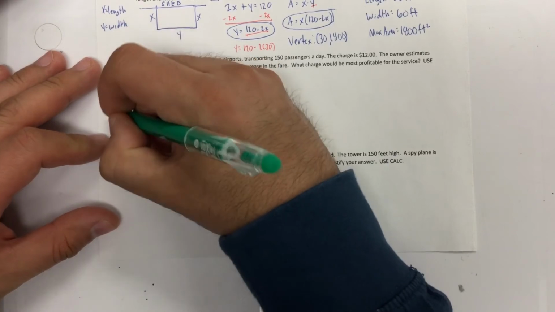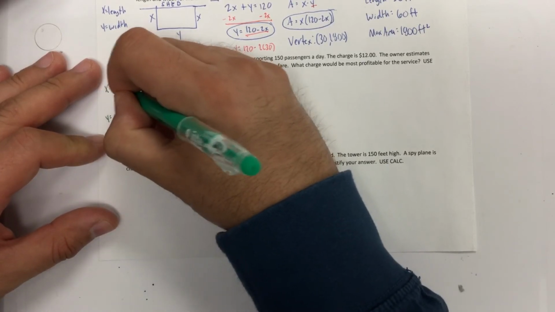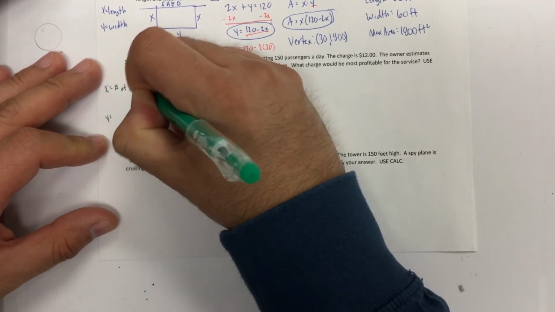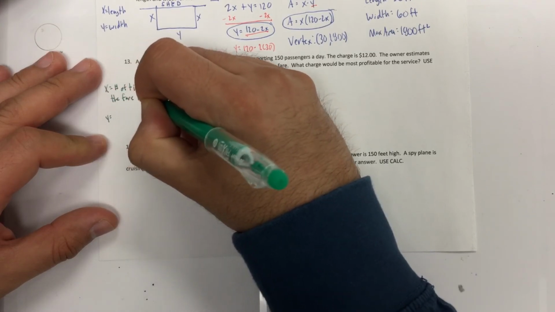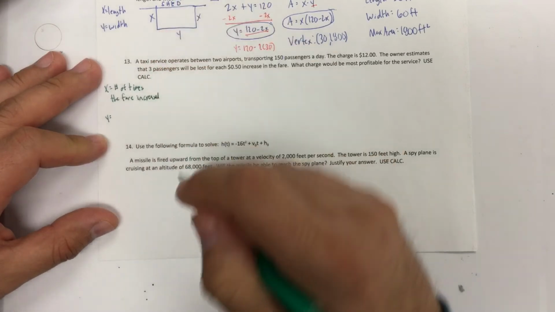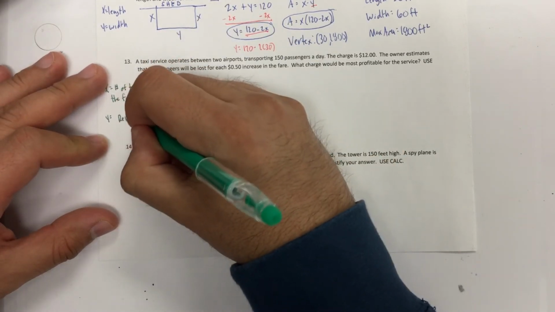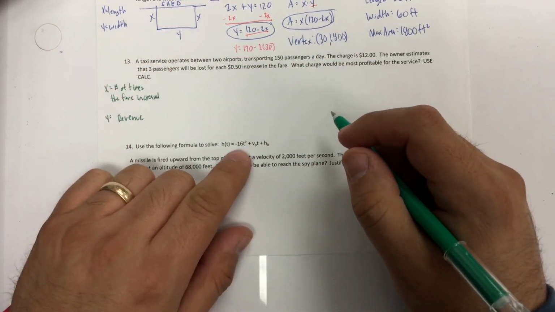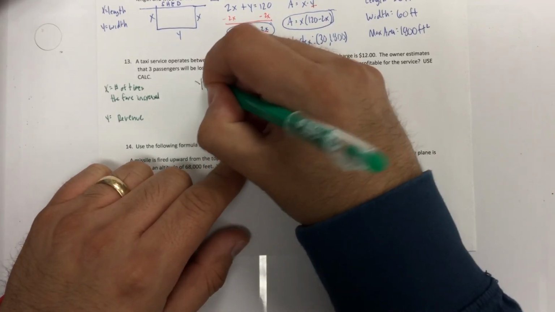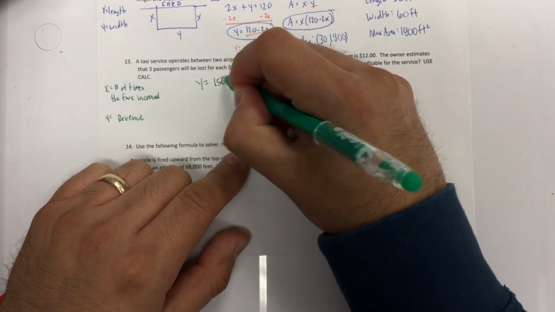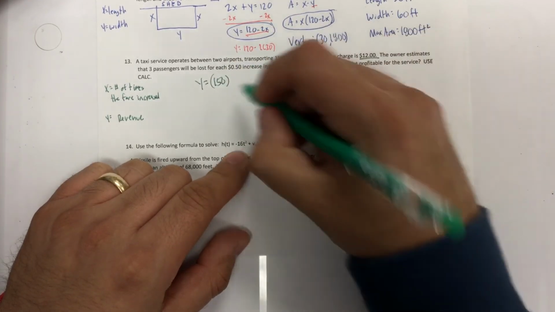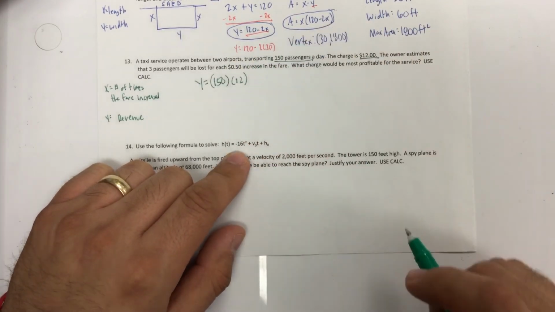So let's say x and y. X will be the number of times the fare is increased, and y is going to be your revenue. So first we know that y equals 150 passengers times $12. So that's our current revenue.